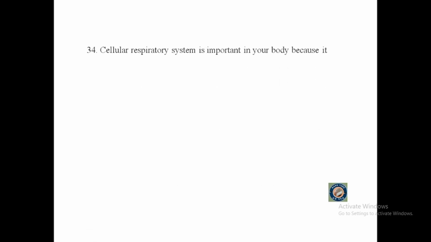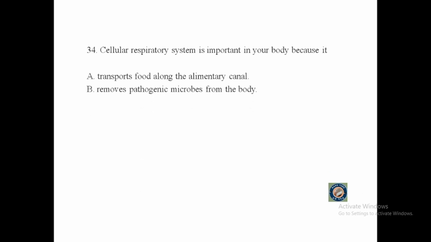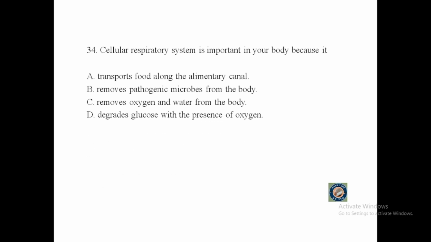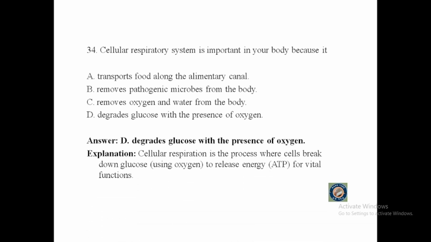Let's go to question number 34. It says, cellular respiratory system is important in your body because it A. transports food along the alimentary canal, B. removes pathogenic microbes from the body, C. removes oxygen and water from the body, or D. degrades glucose with the presence of oxygen. The answer is degrades glucose with the presence of oxygen. Cellular respiration is the process where cells break down glucose using oxygen to release energy, which is ATP, for vital functions.